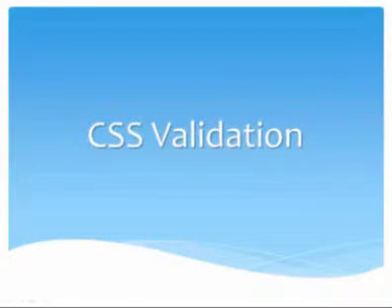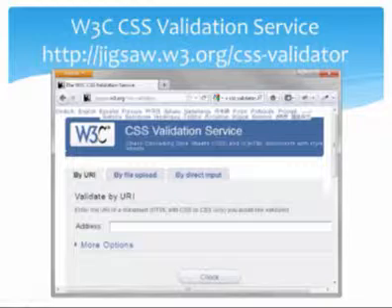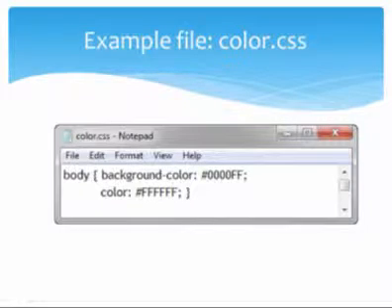This video note demonstrates how to test for valid CSS with the W3C's CSS Validation Service. The W3C provides a free CSS validation service referred to as the W3C CSS Validator at jigsaw.w3.org/CSS-validator. The service checks your CSS code for syntax errors. We'll use the CSS file color.css for our example.